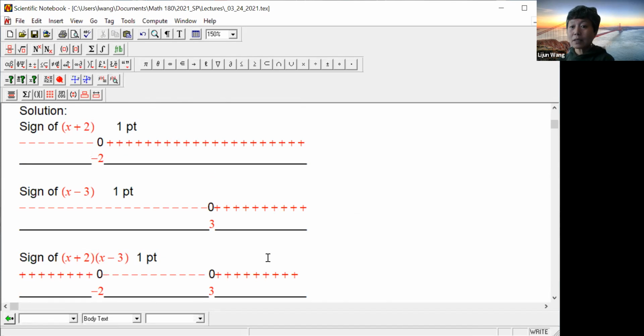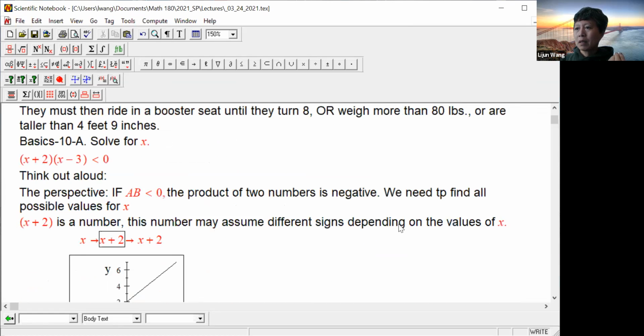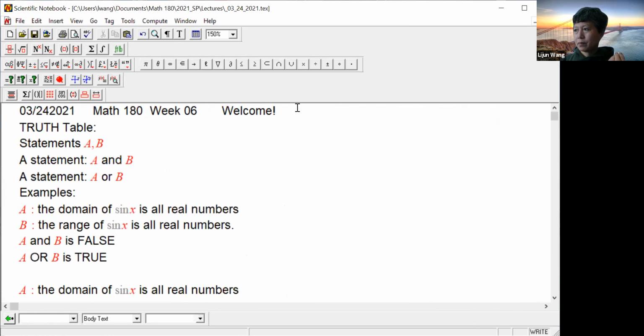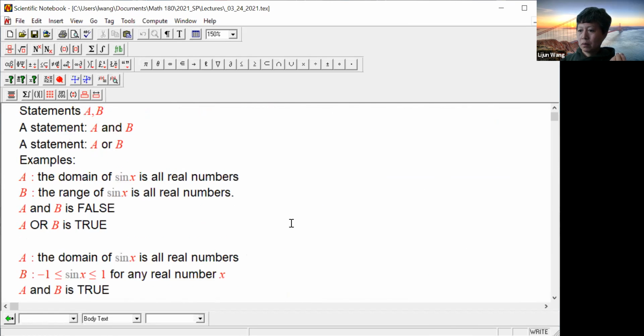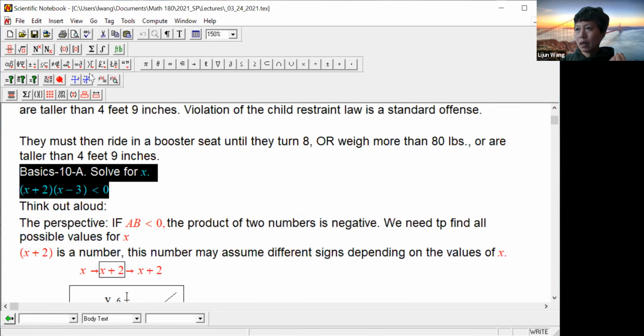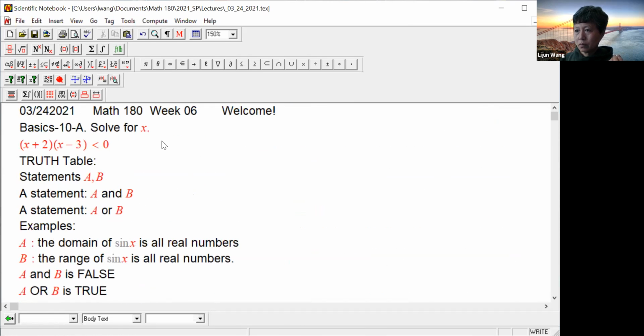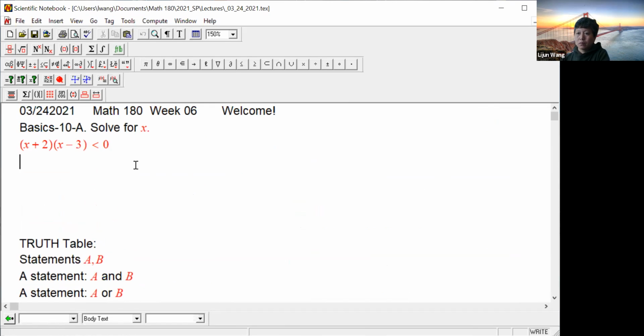Okay, next I'm going to give you another perspective. And I will take you guys to quadratic. Okay, another perspective. So I'm gonna still take this one. I want to give you another perspective.